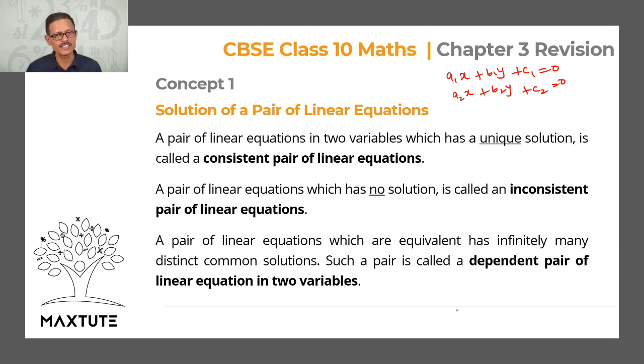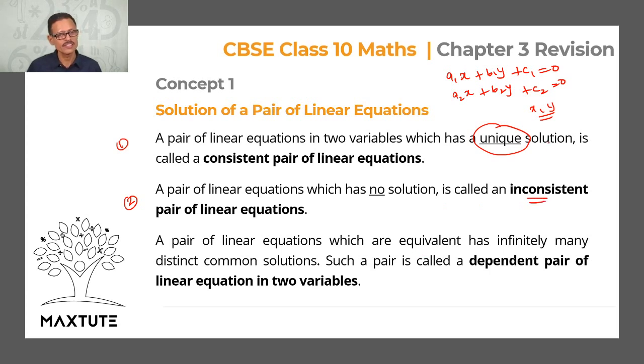There are 3 variants that are possible. The first one is this. A pair of linear equations in two variables which has a unique solution, exactly one value of x and y that will satisfy these two equations, is called a consistent pair of linear equations. This is the second variant. A pair of linear equations which has no solution is called an inconsistent pair of linear equations. There's a third possibility.